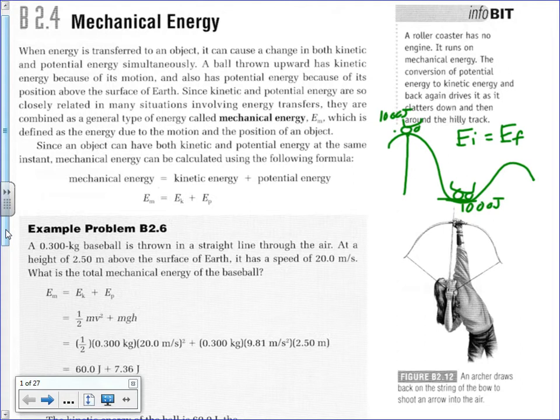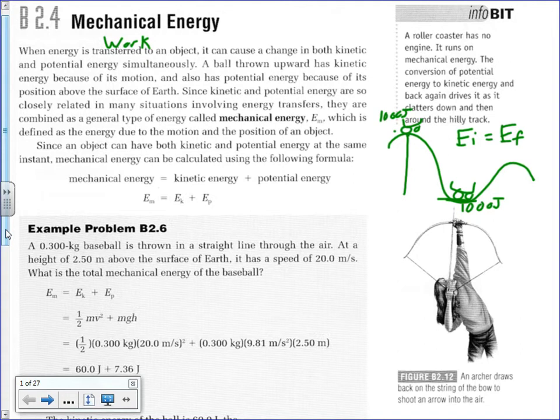Okay, so when energy is transferred to an object, it can cause a change in both kinetic and potential energy. So in other words, when work is done, it can change both the kinetic and the potential energy. If you were pushing, let's say, a wagon or a stroller up a hill really fast, are you changing both its kinetic and its potential energy? Yeah, you're making it go faster and uphill. So you're doing work. You're changing the mechanical energy of both.